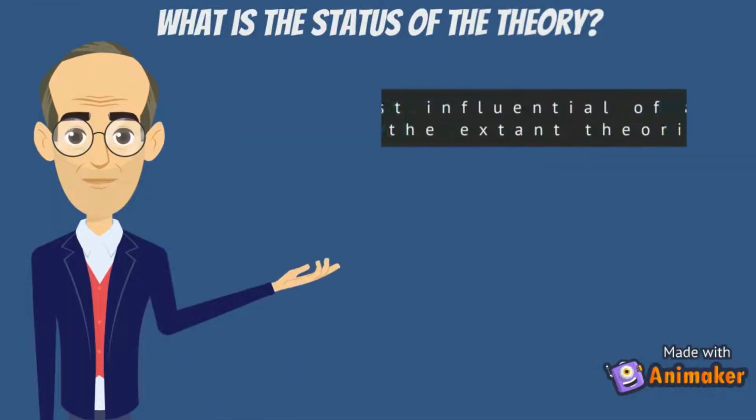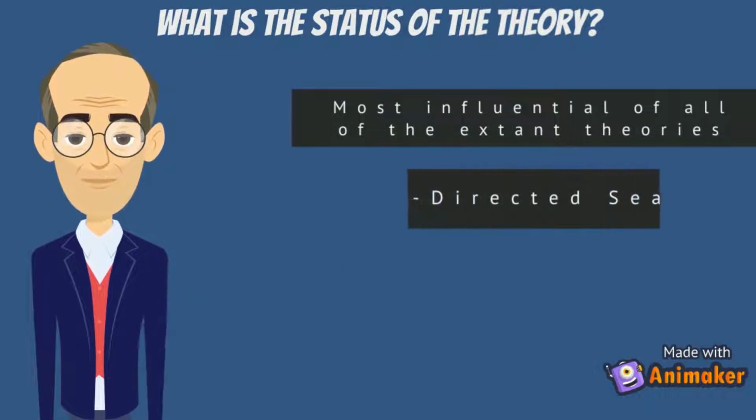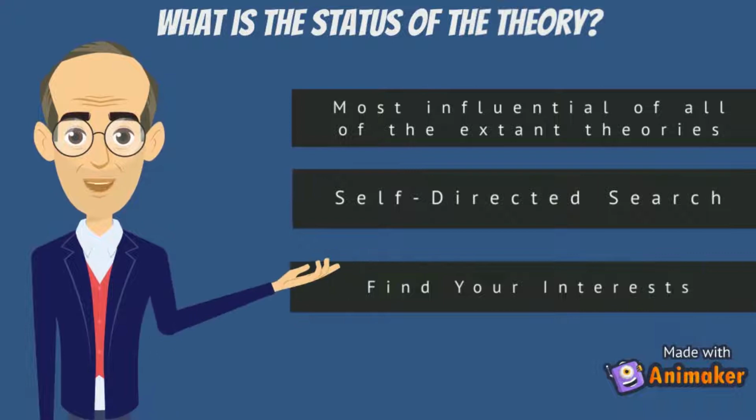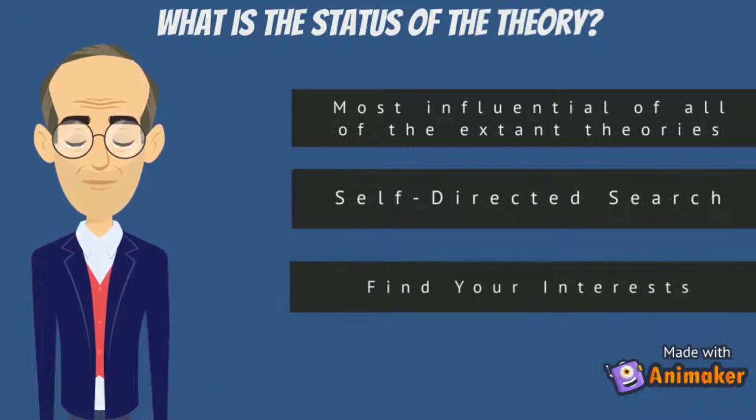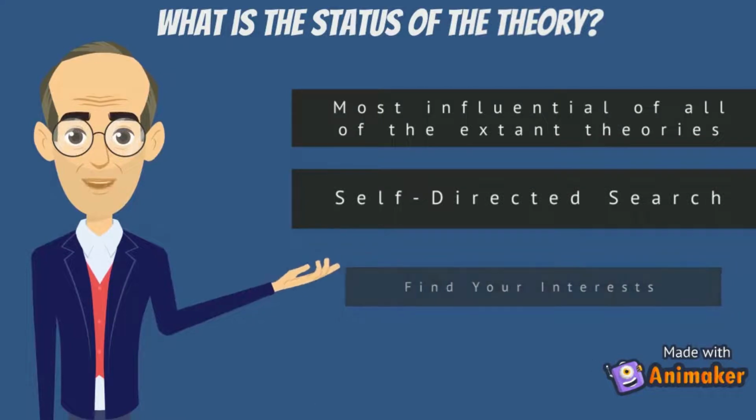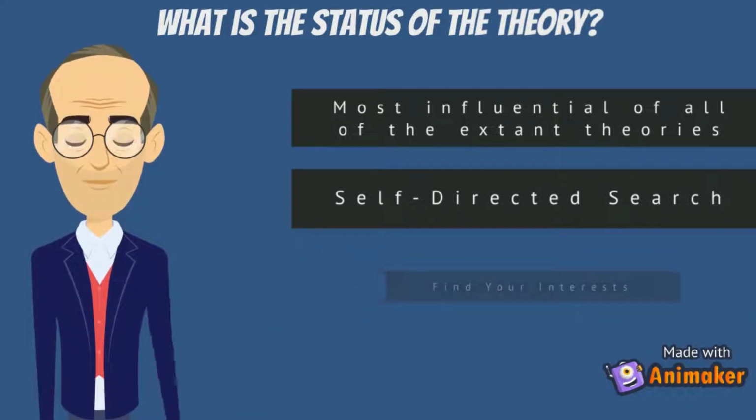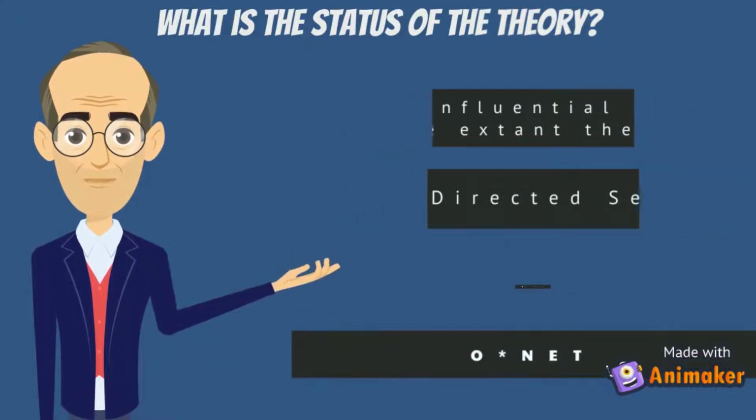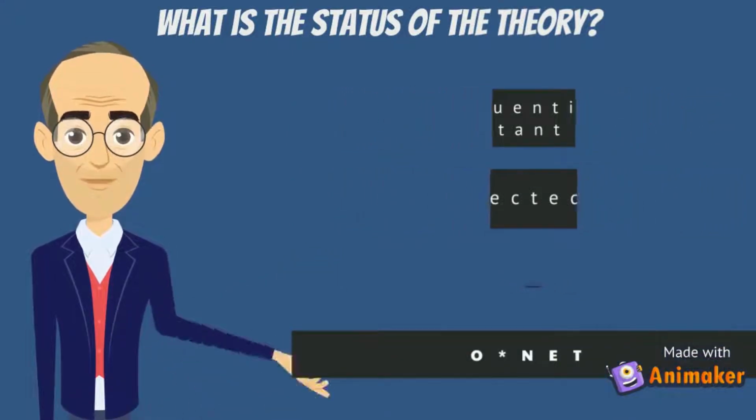Holland's theory is the most influential of all the extant theories. Instruments based on the theory, including his own Self-Directed Search and Find Your Interests, which is used by the Department of Defense along with the Armed Services Vocational Aptitude Battery in its military recruitment program of high school students throughout the country, are best sellers. This theory has stimulated hundreds of research studies as well. Moreover, Holland's conceptual scheme of interests is used extensively in O*NET, the major occupational classification system in the United States.